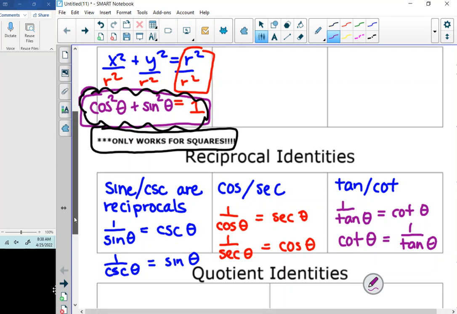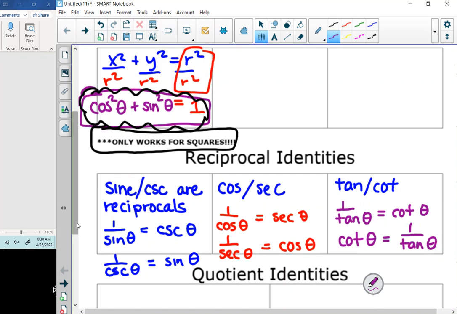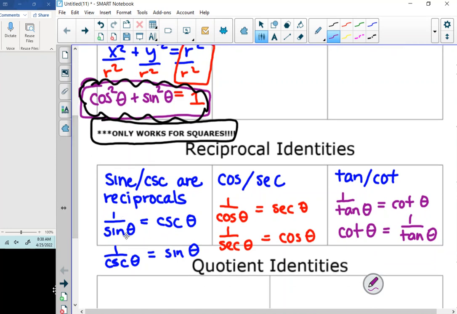Most of them were like, okay, yeah, it's sine, cosecant. I remember talking about those being reciprocals. 1 over sine can replace cosecant. 1 over cosecant can replace sine. 1 over cosine can replace secant. 1 over secant can replace cosine. 1 over tangent can replace cotangent. Oops, I wrote the same thing, didn't I? Didn't mean to do that. Sorry. 1 over tangent is cotangent, and 1 over cotangent is tangent. Yeah, I got it right. Different relationship. Okay.